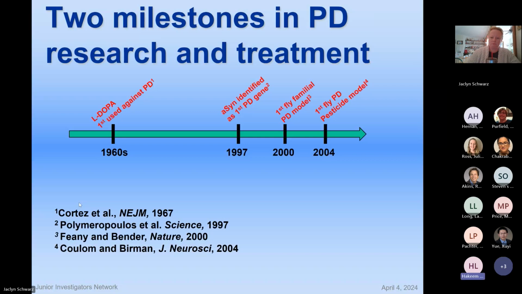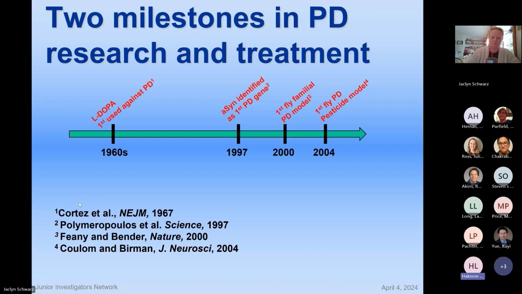But this paper was also a very big deal. I have it on the slide, Polymeropoulos et al., Science paper. I forget now which patients the paper really looked at, but it was the first identification of a genetic, what we now understand as a causal factor for Parkinson's.